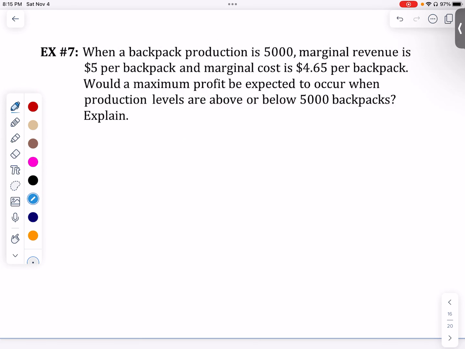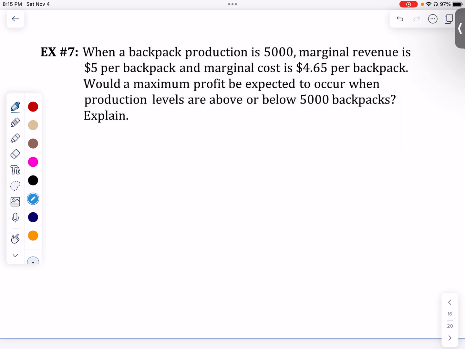Okay, next one. When backpack production is 5,000, marginal revenue is $5 per backpack and marginal cost is $4.65 per backpack. Would maximum profit be expected to occur when production levels are above or below 5,000?